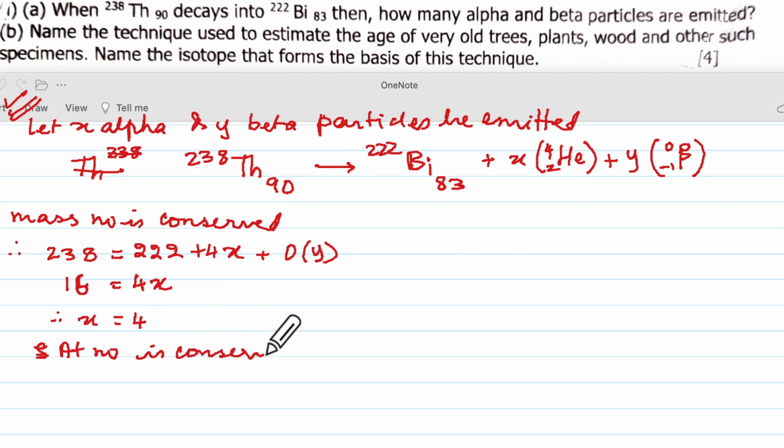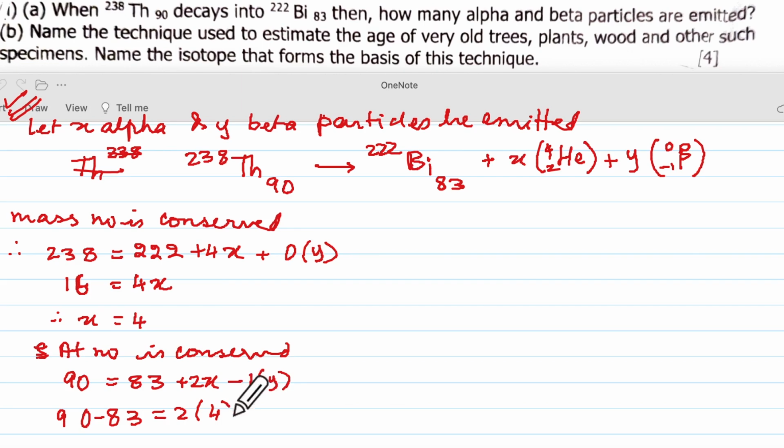90 equals... You have to write this also, beta. Don't forget to write the statement, okay? 90 is equal to 83 plus how many x's? Plus 2x, minus y. Minus 1 into y, correct? Yes. So 90 minus 83 is equal to 2 into 4 minus y, correct?